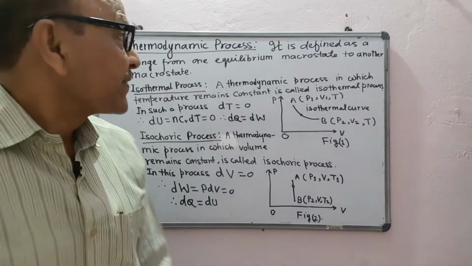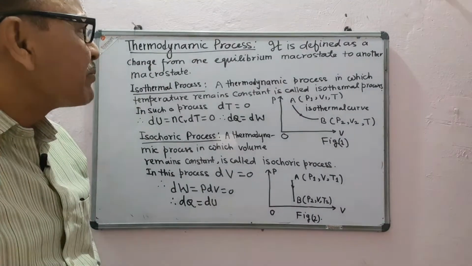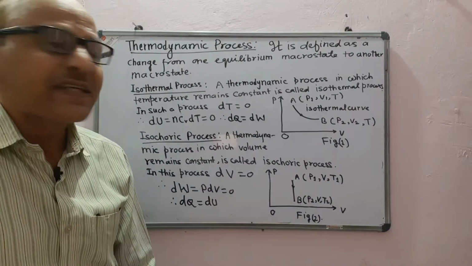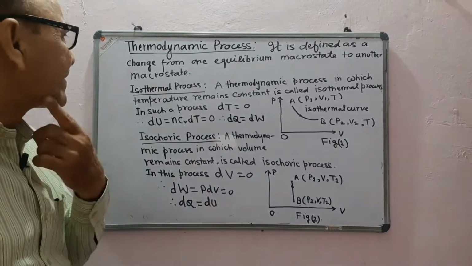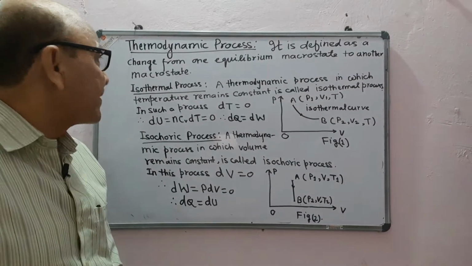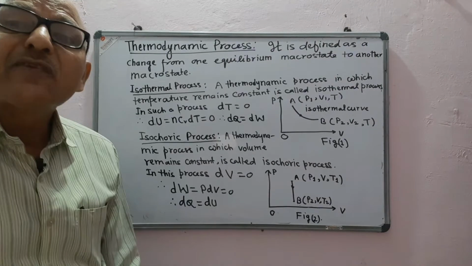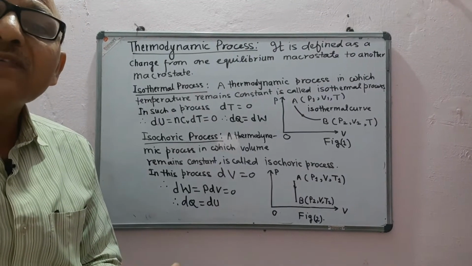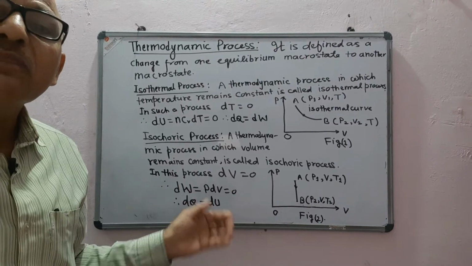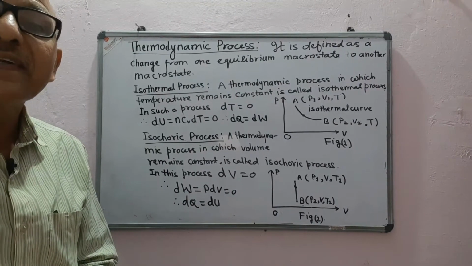Today, let us start thermodynamic process. First, we define a thermodynamic process. It is defined as the change from one equilibrium macro state to another macro state. Here, macro stands for big, that is, big changes in pressure, volume, and temperature, etc.